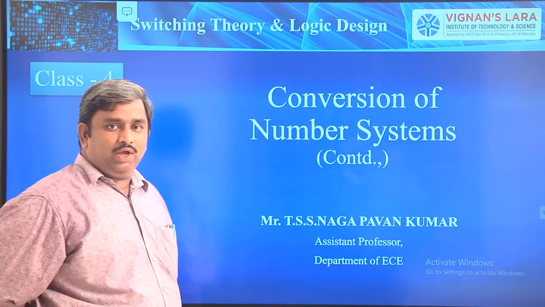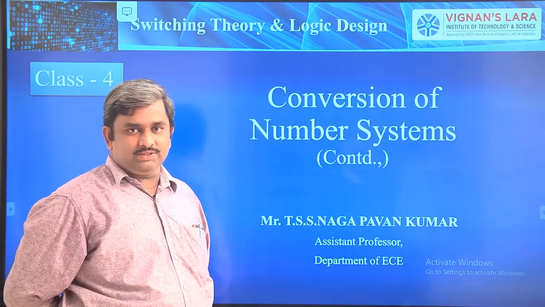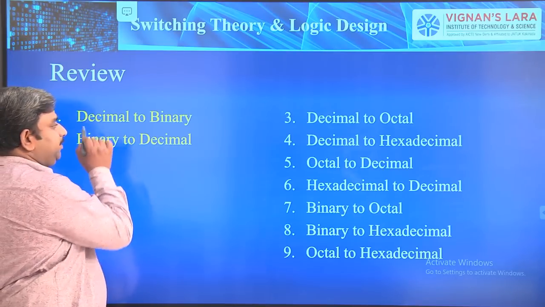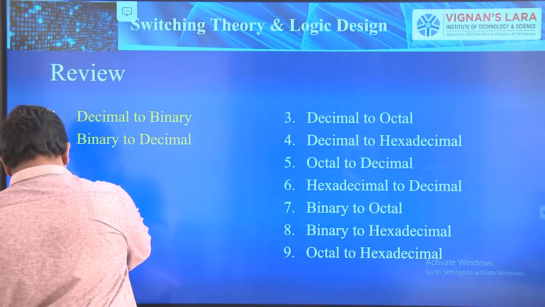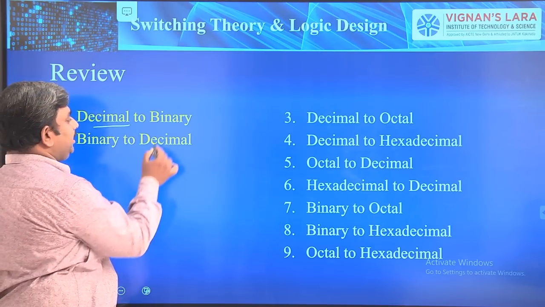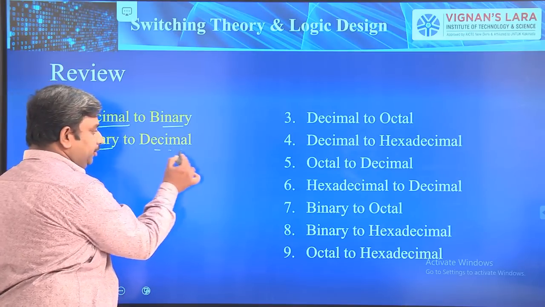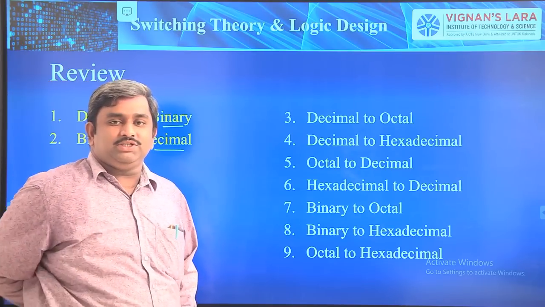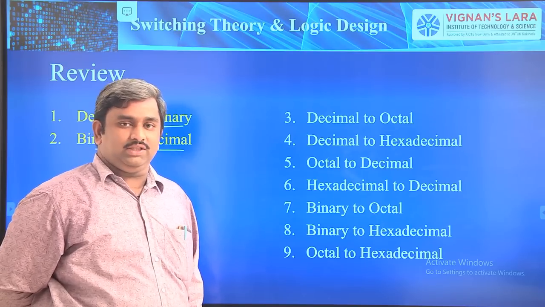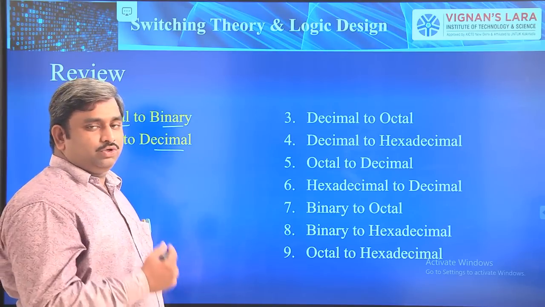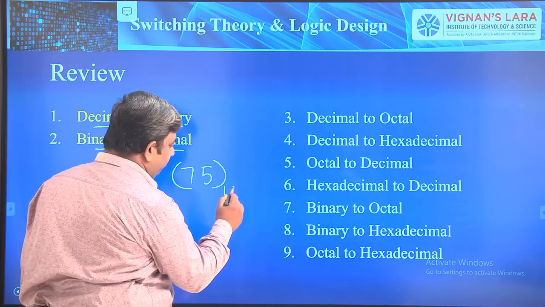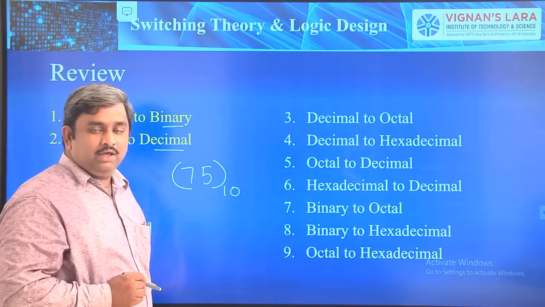In the last class we have seen the conversion systems introduction. We completed decimal to binary conversion and binary to decimal conversion. The decimal number system base is 10. We can call it base or radix. Decimal numbers we generally represent like this, for example, 75 of base 10. So this is the decimal number representation.